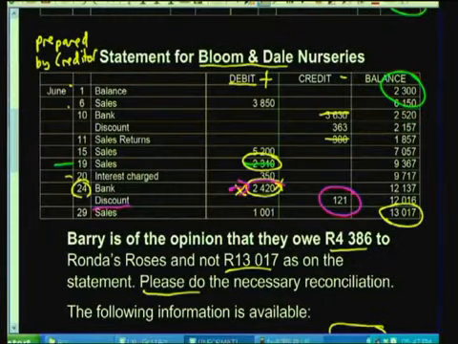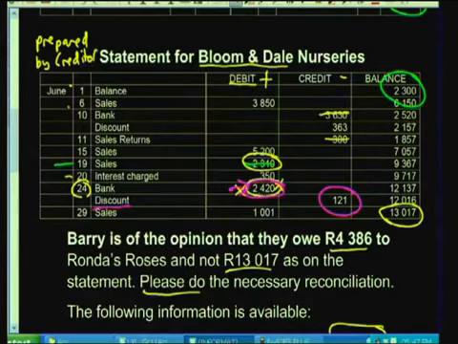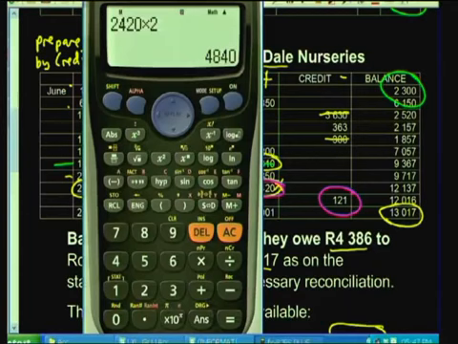It should have been 10% of the amount that I've paid. And we know that the amount that I've paid is this 2,420 Rand. Let's calculate it. Calculation is going to be to take my 2,420 Rand, working out 10% of something means you multiply by 10 and divide by 100, and the answer comes to 242.